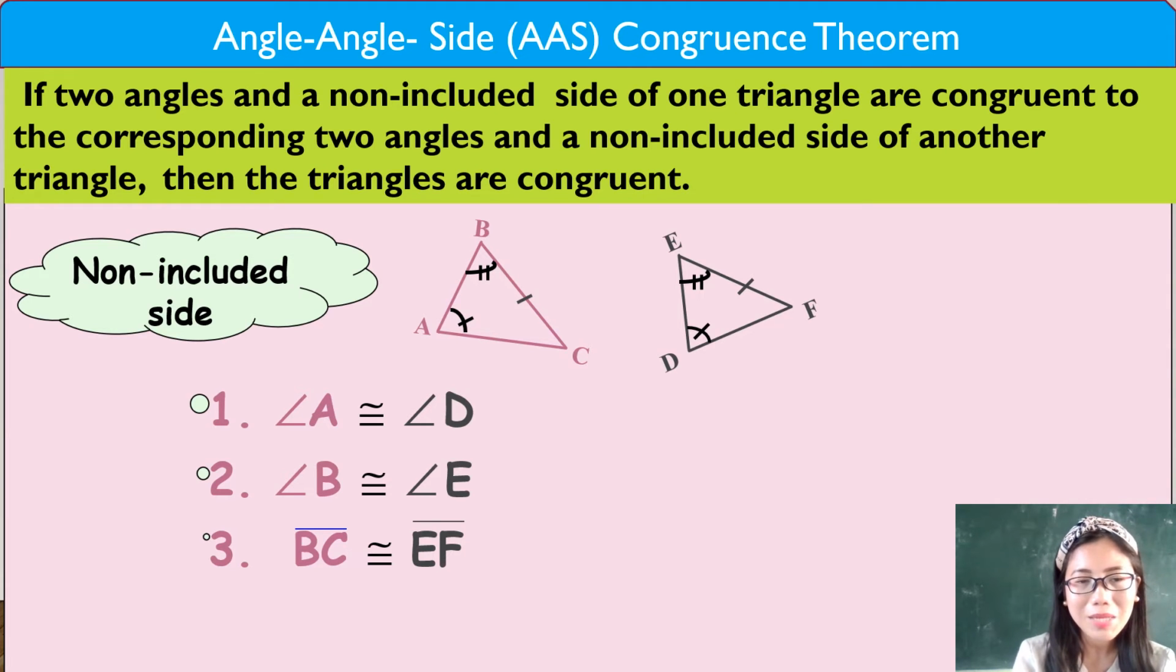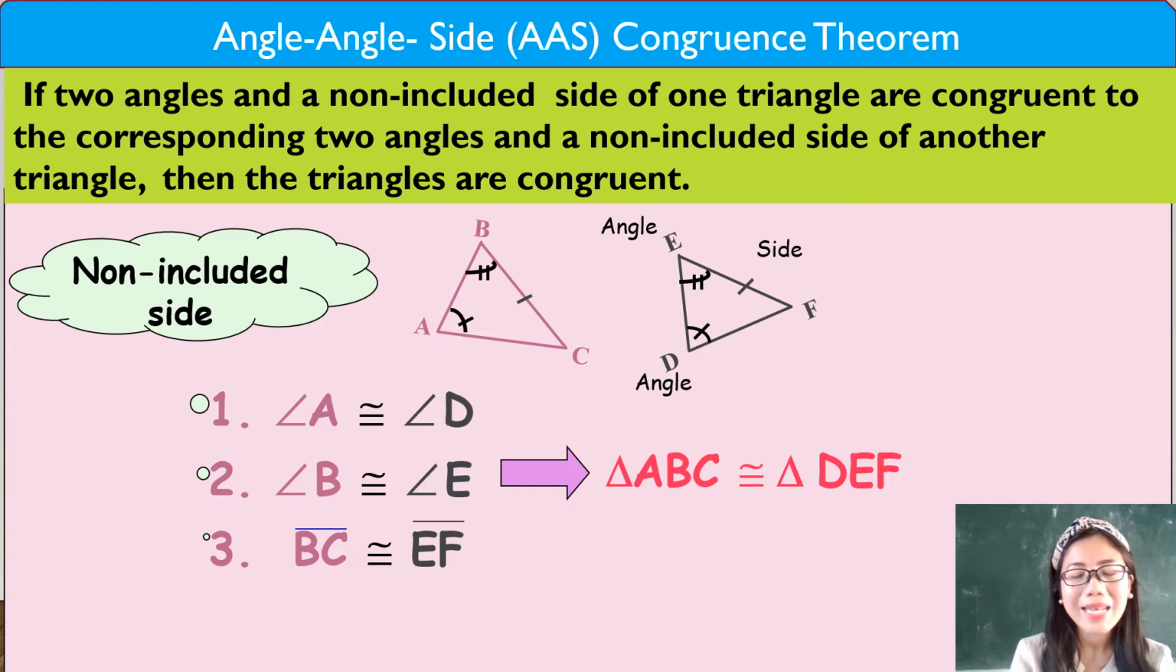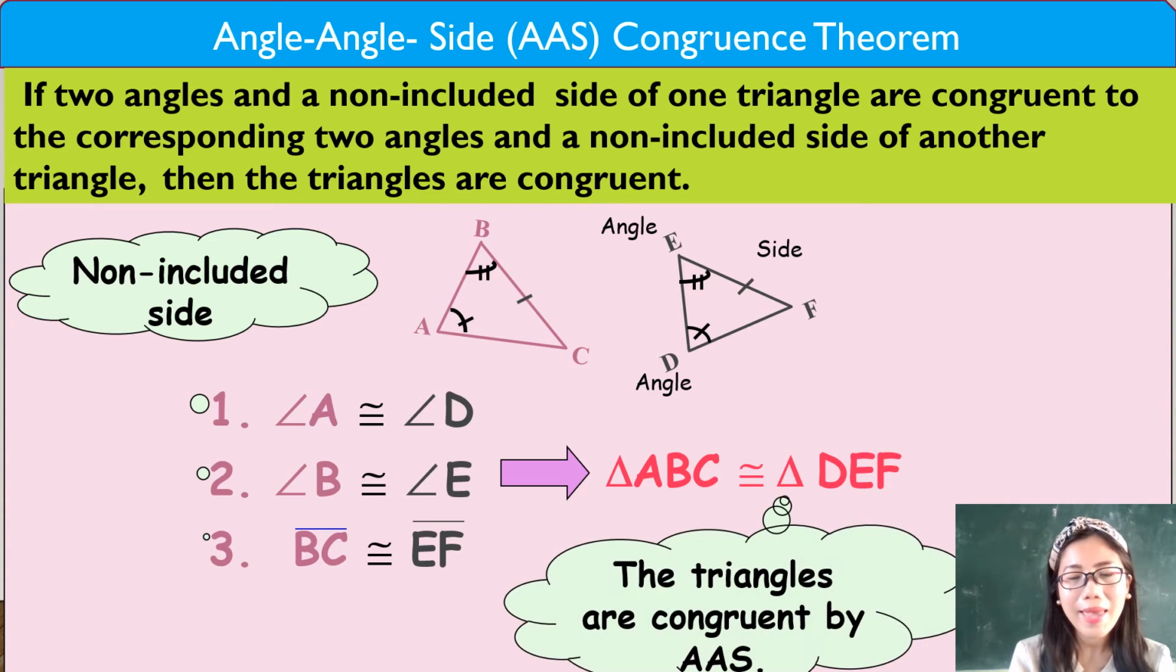So these two segments are non-included sides. They are not the common side of the given two angles. So you have your angle, angle, side. From this given, we can conclude that the triangle ABC is congruent to triangle DEF by the AAS Congruence Theorem.